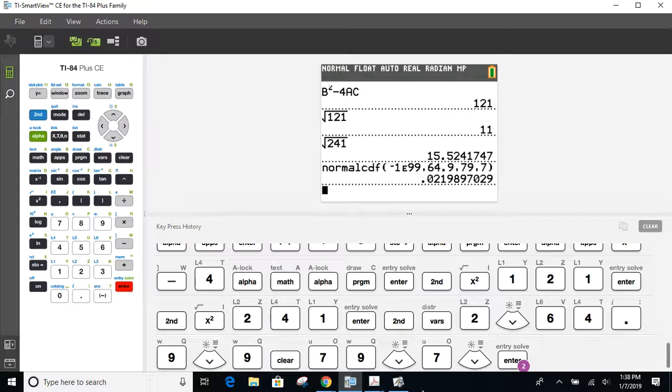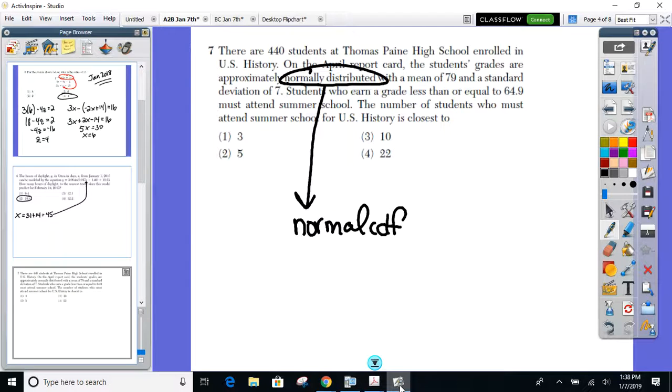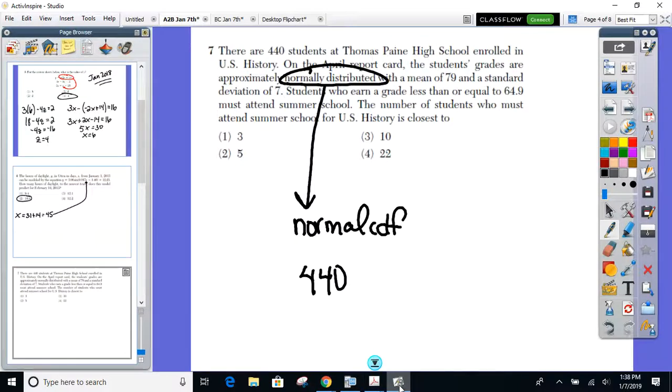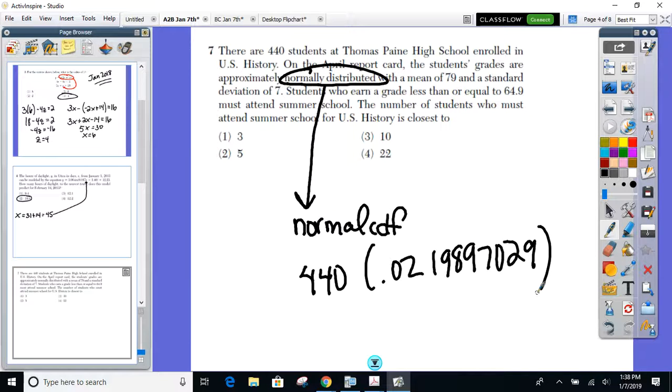How many kids are in the high school? 440, right? So what should I be doing with the 440 and that number? Multiplying them to find out how many total kids. So 0.02 and so on, about how many kids? About 10 kids.